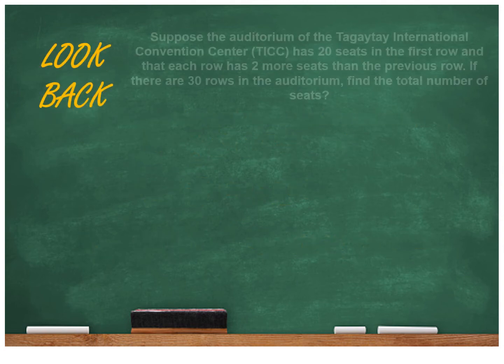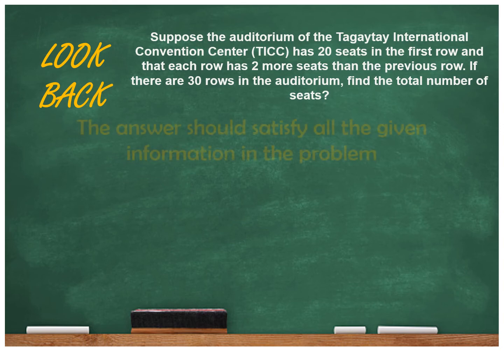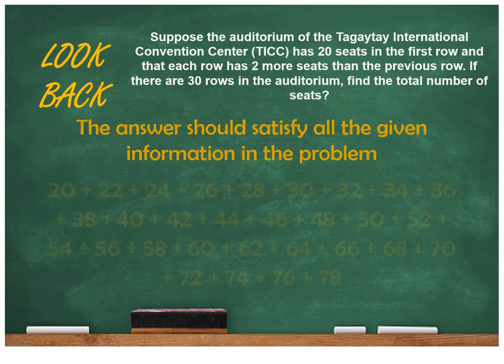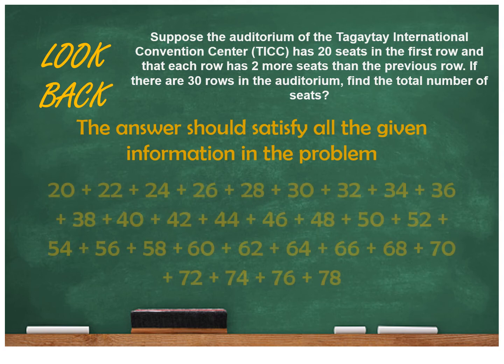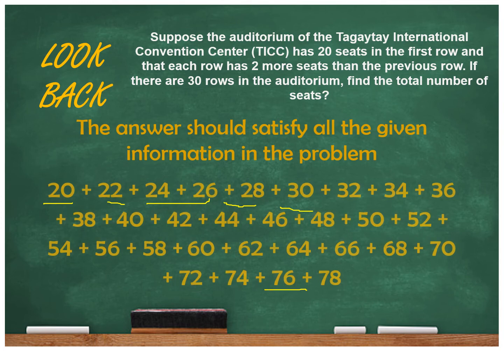And to look back, for our checking, the answer should satisfy all the given information. Since we are looking for the total number of seats, if we add up all the seats from the first row, which is 20 plus 22 plus 24, 26, 28, 30, and so on up to 78, that is 1,470.